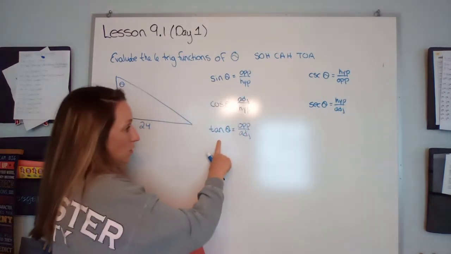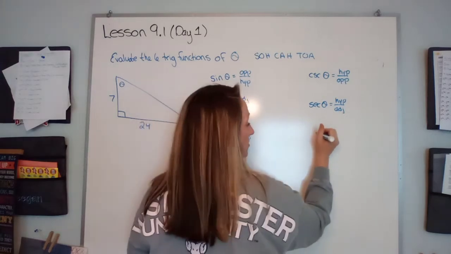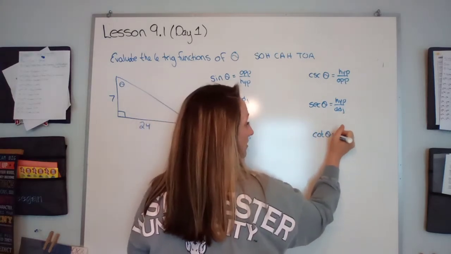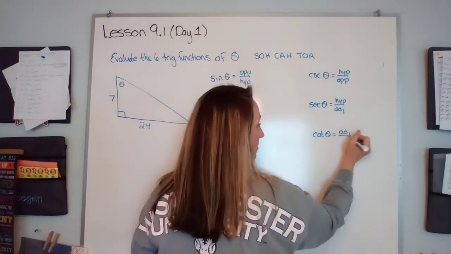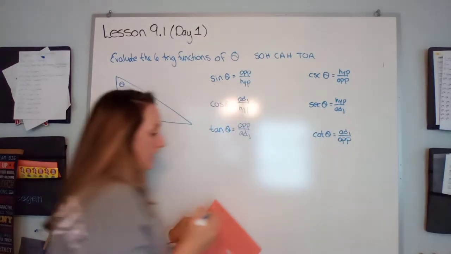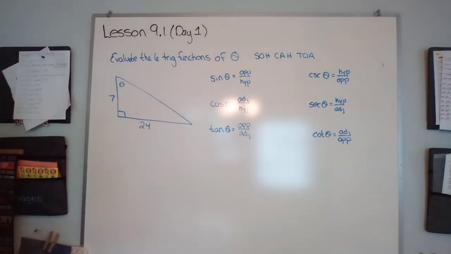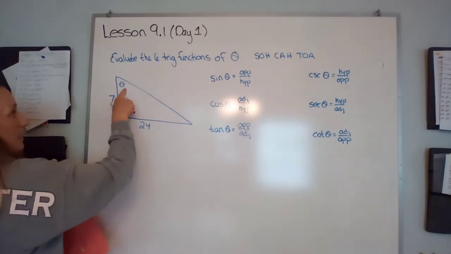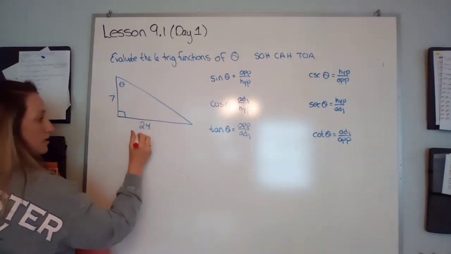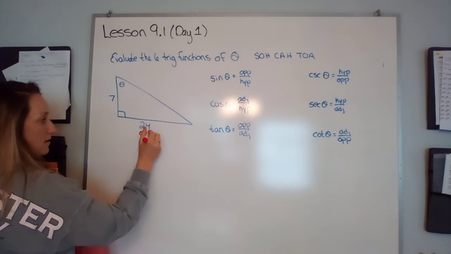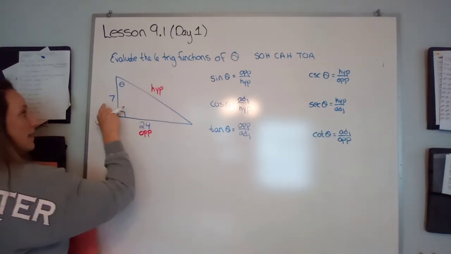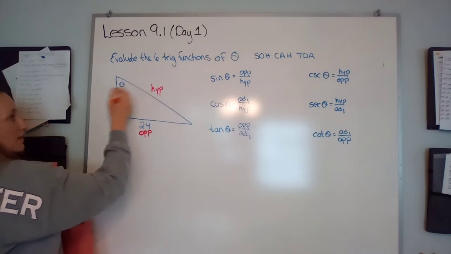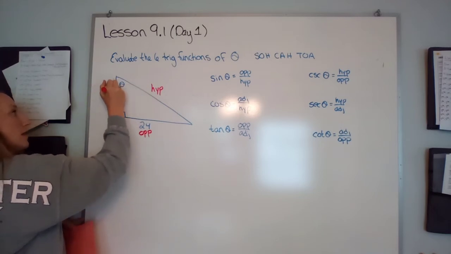And then the reciprocal of tan is cotangent, so cotangent of theta, the reciprocal, is adjacent over opposite. All right, so what you need to do now is label the triangle: opposite, adjacent, hypotenuse. So here is theta, so the side across from theta is always going to be your opposite side. The one across from the 90-degree angle is always going to be your hypotenuse side. And then the one next to theta, but not the hypotenuse side, is your adjacent side.